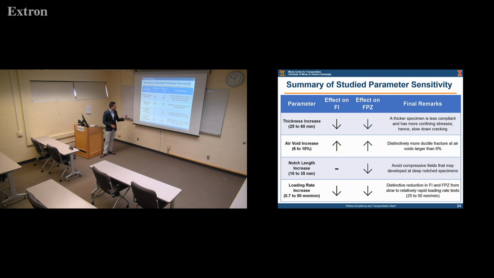And finally, the loading rate. In the case of the loading rate, both of the parameters decreased as I increased the loading rate. And why? Because of the behavior of asphalt. The material is getting stiffer, so you would expect a lower FI, and also you should expect a lower fracture process zone because it's getting confined to the notch tip.